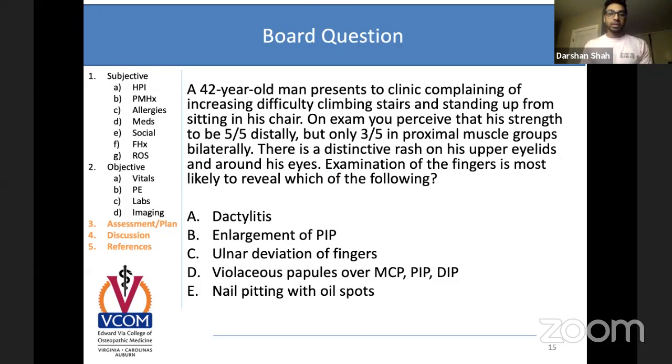I'll let you think about that for a second, knowing what you know. So this guy has dermatomyositis. And again, you have probably seen some hand images on Google Images, where the answer should be D, violaceous papules over MCP, PIP, and DIP, exactly what this gentleman had, which would be called Gottron's papules.